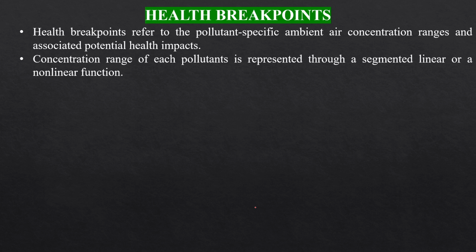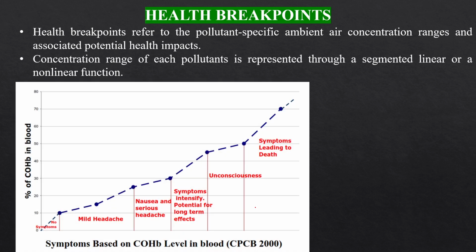Before going to see the health breakpoints for each of the 8 pollutants individually and for overall air quality index, we would like to know what breakpoints are. Breakpoints refer to the pollutant specific ambient air concentration ranges and associated potential health impacts. Concentration ranges of each pollutant are represented through a segmented linear or a non-linear function.